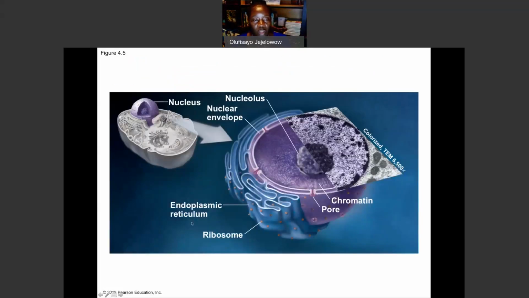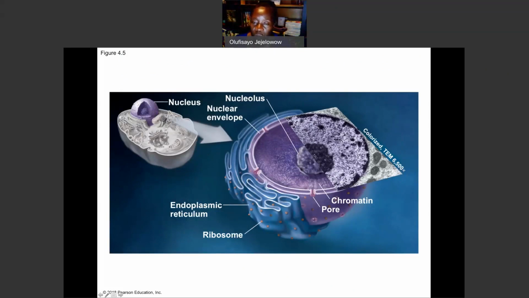So this is the nucleus. Here it's extracted and enlarged. This portion is superimposed by an actual transmission electron micrograph, magnified 6,500 times. These are illustrations to help you visualize what might not be seen as clearly under the microscope, for illustrative purposes.